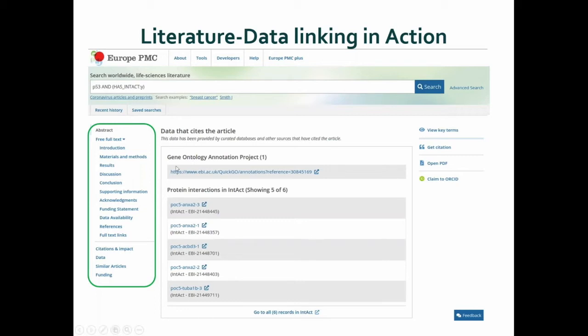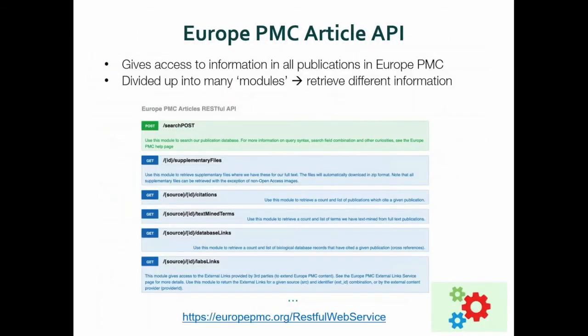For example, here the Gene Ontology annotation has cited and referenced this article, and also all the specific protein-protein interaction data records that cite this article. This is one layer of integration. And it's not only available on the front end, you can also programmatically access this via the Europe PMC Article API.